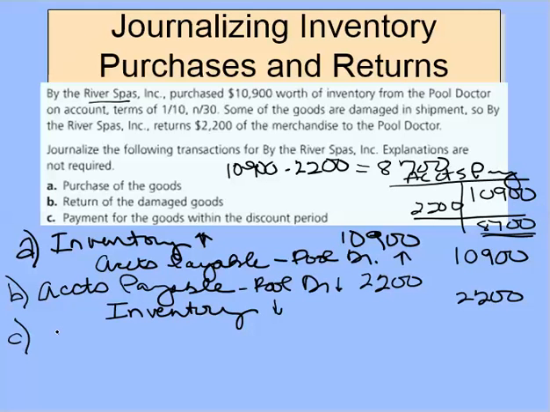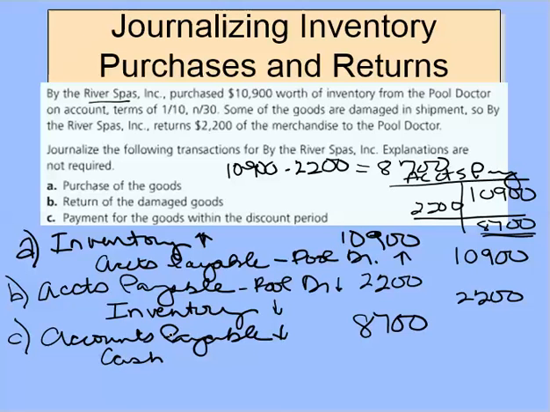Okay, so we're going to debit accounts payable for $8,700. It's going to remove that liability altogether. We won't owe the Pool Doctor any more money. We need to credit cash, but here's the deal. We get a discount. It said 1% discount if we pay within 10 days, or we pay the full amount within 30 days. So it says in the problem that we get to pay it within the discount period. So we'll get to take a 1% discount.